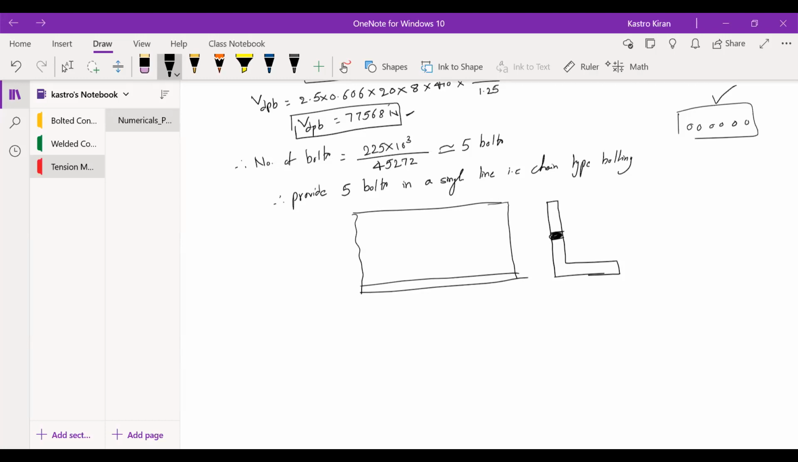So as I said earlier, I'm providing 5 bolts in a single line: 1, 2, 3, 4, and 5. What is the edge distance for these bolts? The edge distance we have obtained as 40, and the pitch distances are 4 times 60. I guess it is clear. And this value will be the length of connection. This is how you should connect.